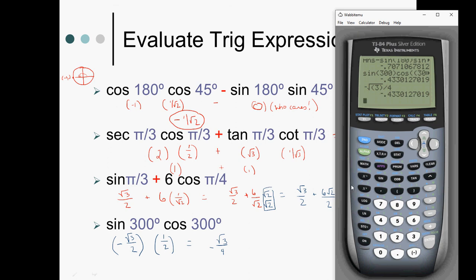What would happen if I tried to do one of the undefineds? I don't remember what the problem was, but let's say I tried to do sine 300, cosine 300, and then plus tangent of 90. Tangent of 90, what is that? Oh, error. And when I hit go to the error, it goes right there on tangent of 90. If you have an undefined value, you can't add that. You can't add undefined to anything.